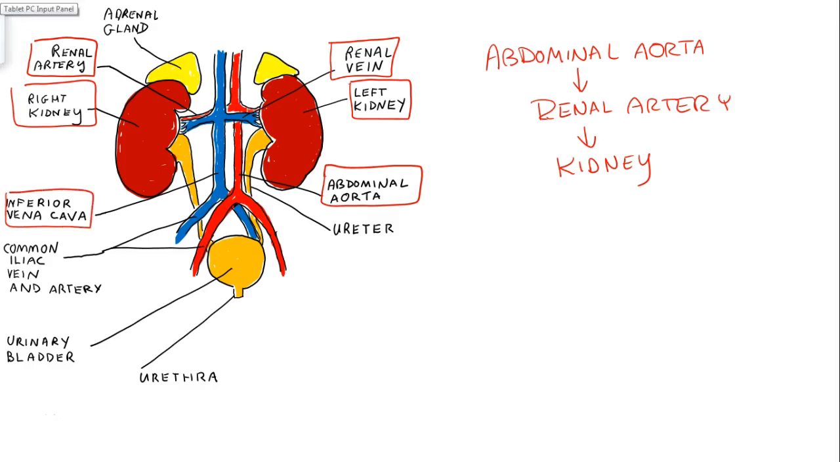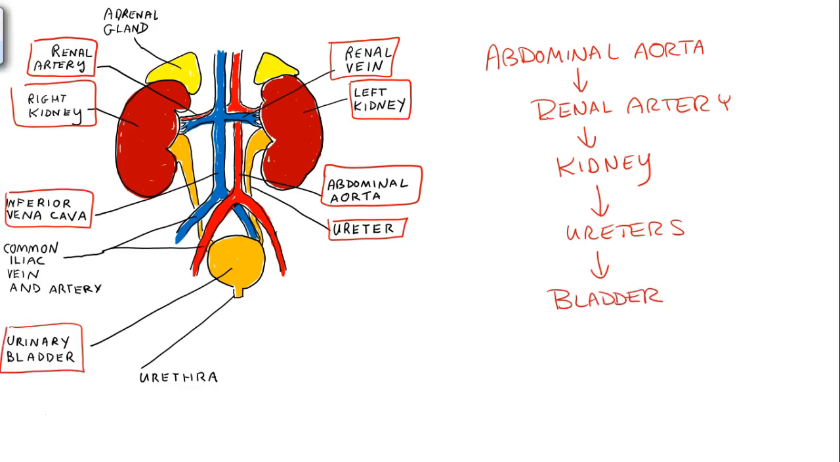The kidney is going to make the urine, and the urine is then going to travel down the ureters, and from the ureters it goes to the urinary bladder, and urine is stored in the urinary bladder, and then it exits through the urethra, which is the tube that is taking urine outside the body.